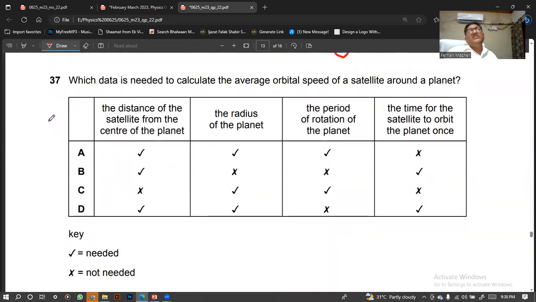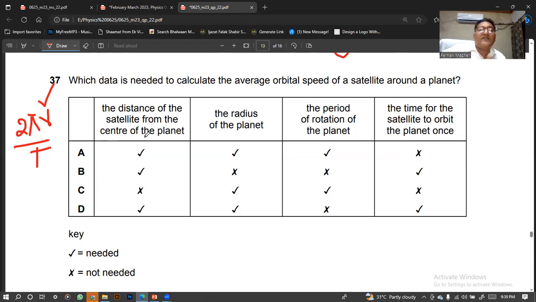Which data is needed to calculate the average orbital speed of a satellite around a planet? This is question number 37. The formula for the orbital speed is 2 pi r divided by the time. Here, r is the radius of that orbit, and t is the time taken to complete that orbit.